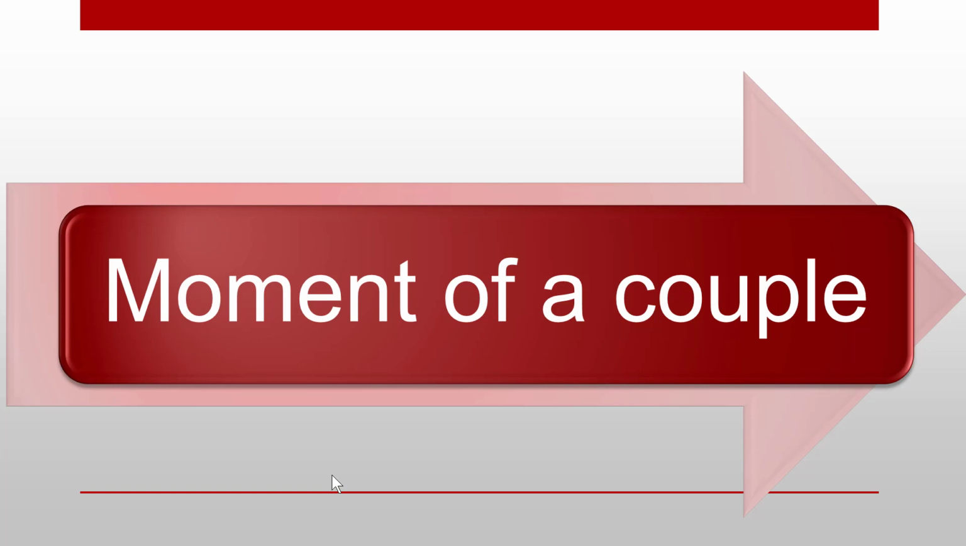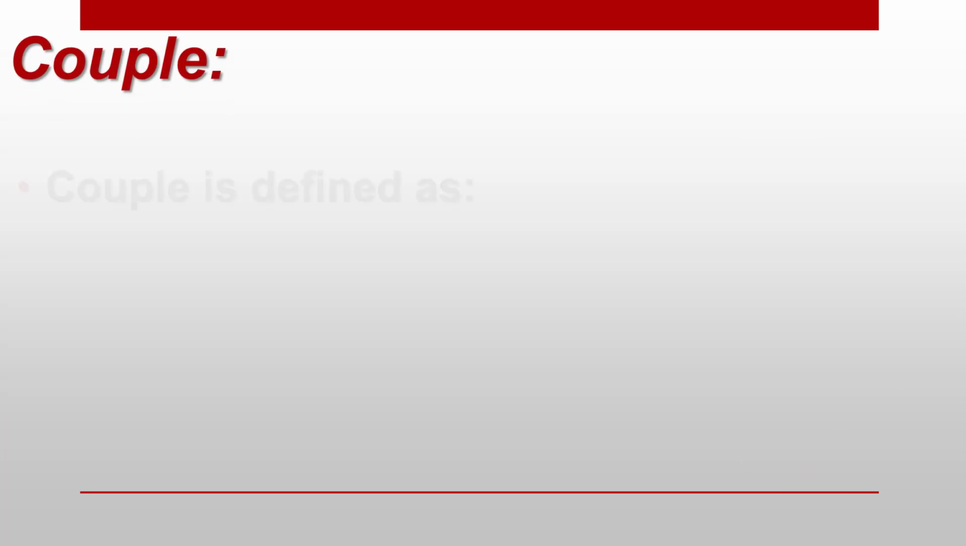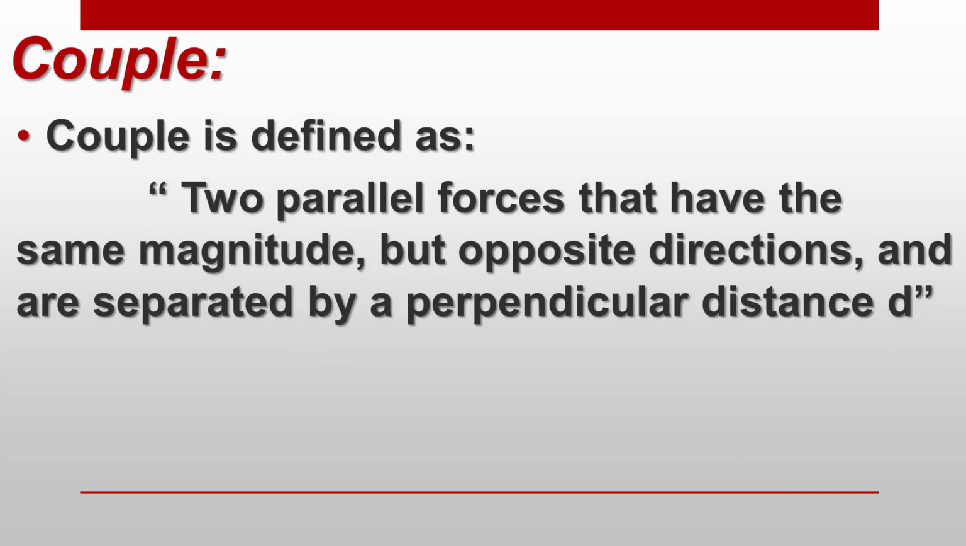Now we are going to discuss the moment of a couple. For that, first discuss what a couple is. A couple is defined as two parallel forces that have the same magnitude but opposite directions and are separated by a perpendicular distance d. Keep in mind that their lines of action must not pass through a single point. If their lines of action pass through a single point, then they will not be a couple.